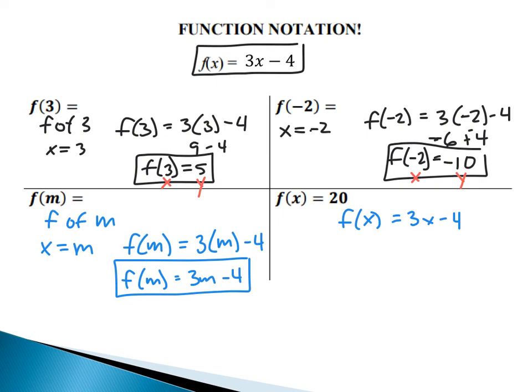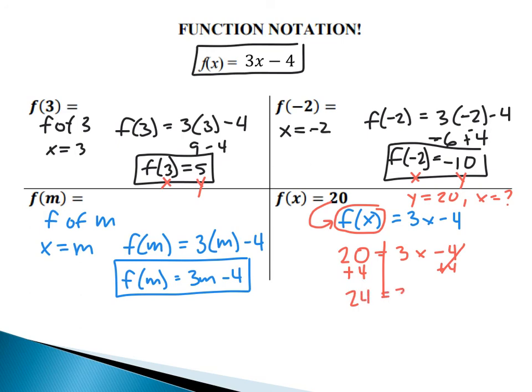So in this case, f of x is right here in the equation. What I'm going to do is take 20 and plug it in for f of x. I'm not going to say f of 20, but I'm going to say 20 equals 3x minus 4. Basically, I'm saying in this case that y is equal to 20. What is x? Okay, that's simply what I'm asking you to do. And now this is just a simple equation that you should be able to solve at this point. So in this case, I would add 4 to both sides, and I get 24 equals 3x. Then I can divide by 3 on both sides and get x is equal to 8.